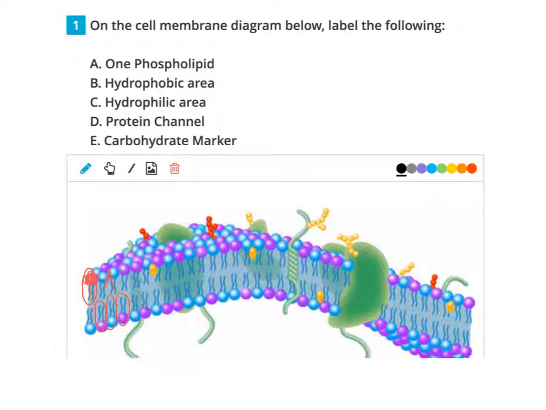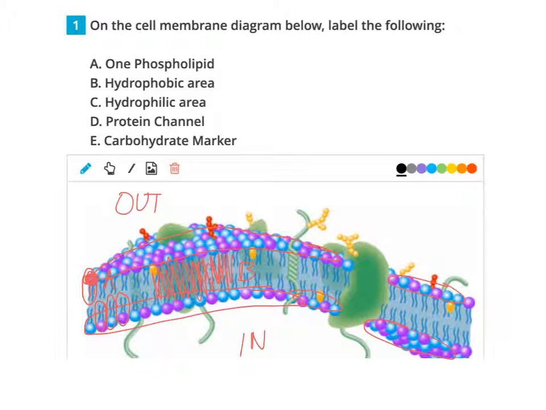The next one says to label the hydrophobic area. The hydrophobic area is all this area in the middle where the tails are, so that would be B. And the hydrophilic area are all the parts at the edge, whether it's the outside edge, which is outside of the cell, or the inside edge, which is right here, the inside of the cell. But any place where there's one of these phosphate heads, that's the hydrophilic part.